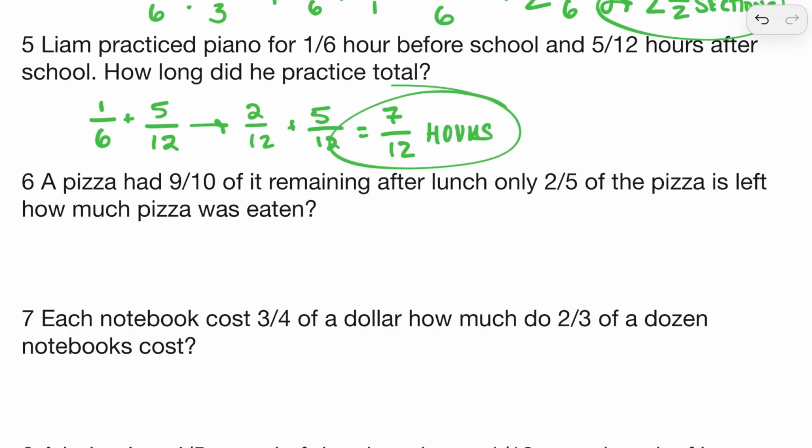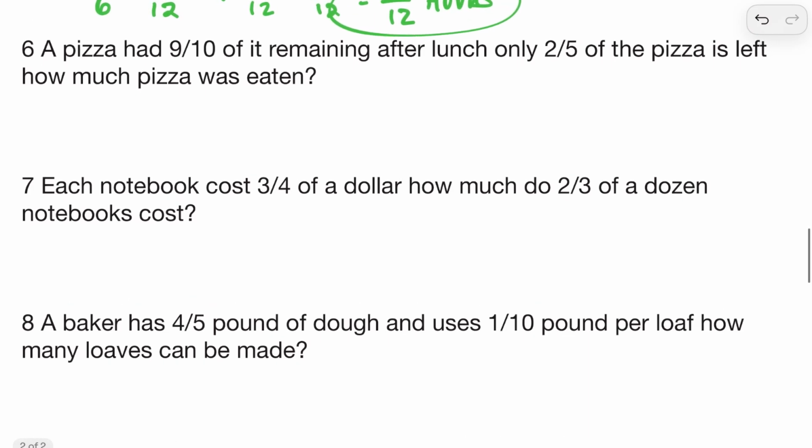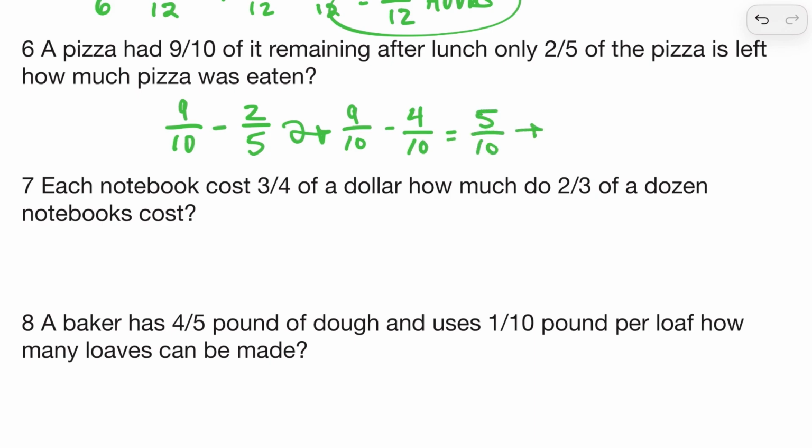Number 6 says a pizza had 9/10 of it remaining after lunch. Only 2/5 of the pizza is left. How much pizza was eaten? The way we're going to do this is we're going to do 9/10 minus 2/5. We're going to change that fraction to 10ths. It's going to become 9/10 minus 4/10, and this is equal to 5/10. So half of the pizza was eaten.